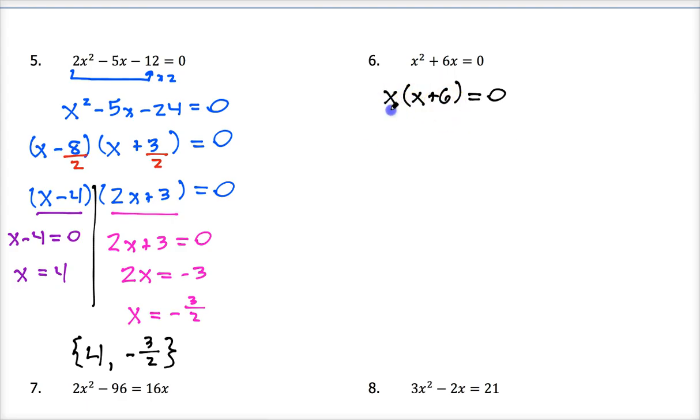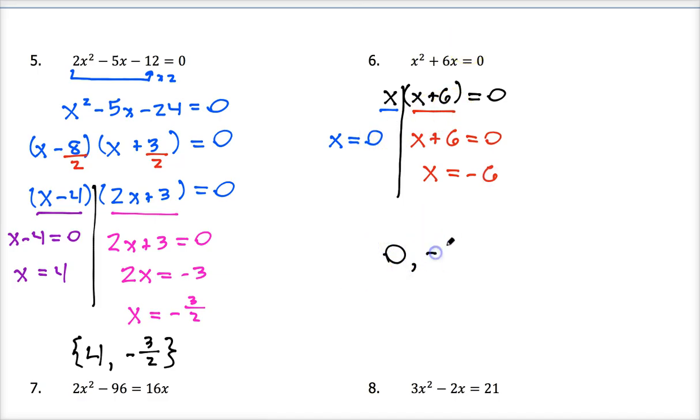I have x by itself times the quantity x plus 6. I know one of those has to be 0, so if my first quantity is 0, since it's just x, that just means x itself could be 0. That's one of your solutions. Your other quantity, x plus 6, if that's equal to 0, then x would have to be negative 6. So we still get two solutions for this equation. One happens to be 0, and the other is negative 6.